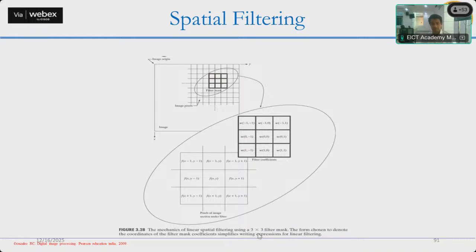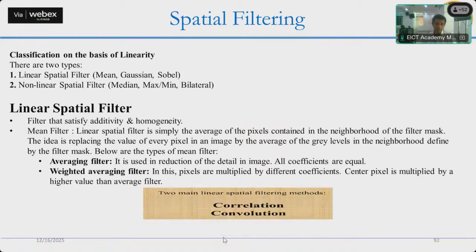You can see here the denotation of the filter for linear filtering. Two types of classification are there on the basis of linearity. One is basically the linear spatial filter, another is the non-linear spatial filter. Regarding the linear spatial filter, it basically satisfies additivity and homogeneity. It needs to satisfy all the constraints of linearity, so the time invariant.